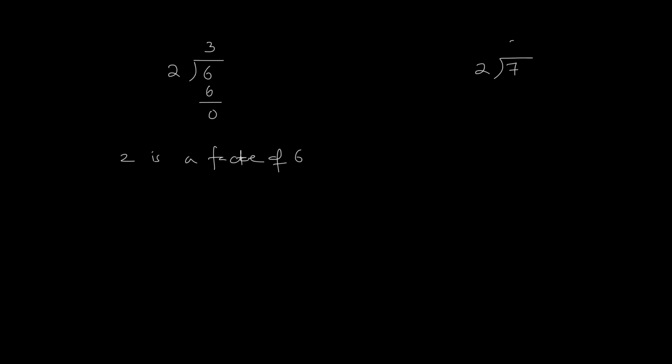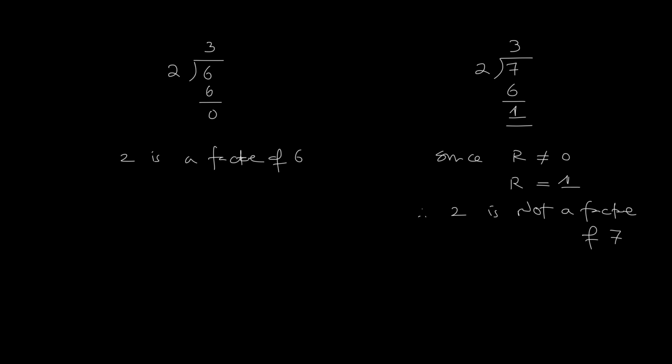We can take the same example as we did in the factor theorem. That was about 6 being divided by 2. 2 3s are 6. The remainder is 0. In other words, 2 is a factor of 6. 7 being divided by 2. 2 3s are 6. The remainder is 1. Since remainder does not equal 0, since remainder is actually 1, therefore 2 is not a factor of 7.